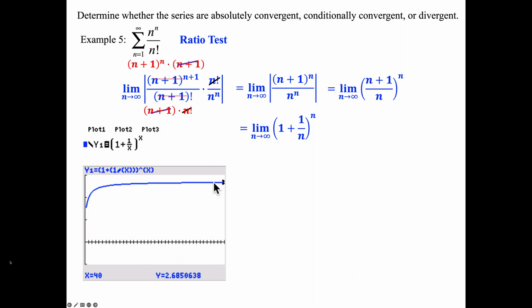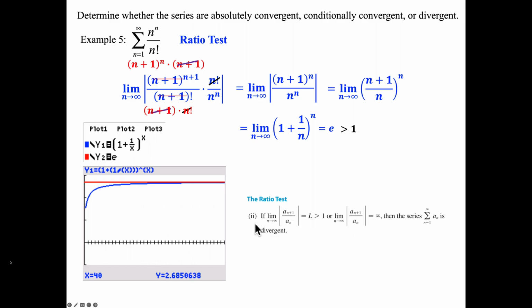Well, like I said, if you're really good with your exponential functions, this is the definition for base e. So I went to y sub 2, put in e, graphed that horizontal line, and sure enough, that blue curve is approaching the value of e. So now e is approximately 2.71, which is greater than 1, and case number 2 of the ratio test says if the limit's greater than 1 or goes to infinity, it's going to diverge. So yes, this is divergent. My original series is diverging.